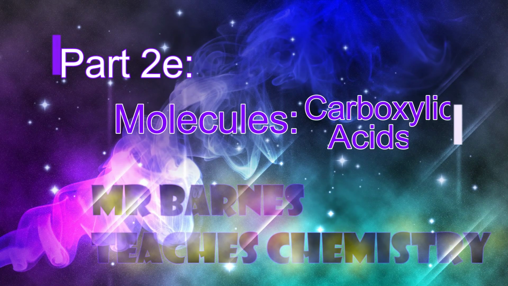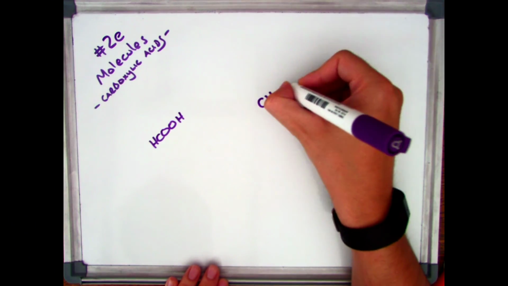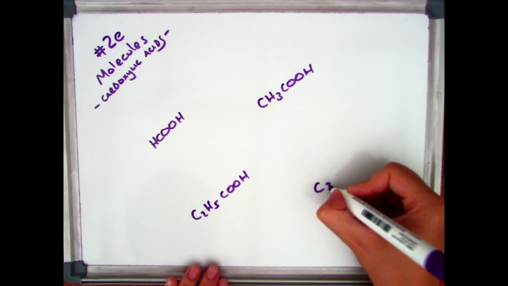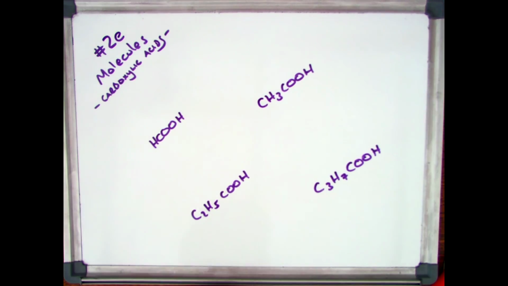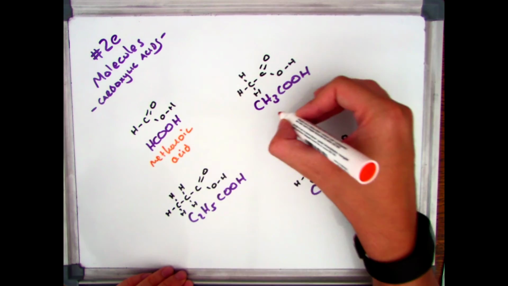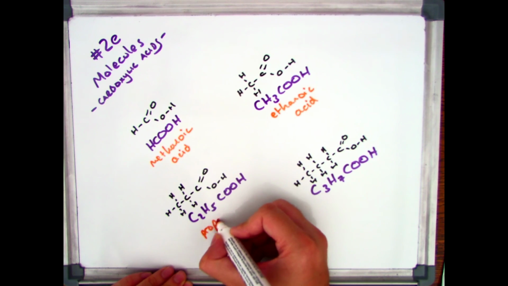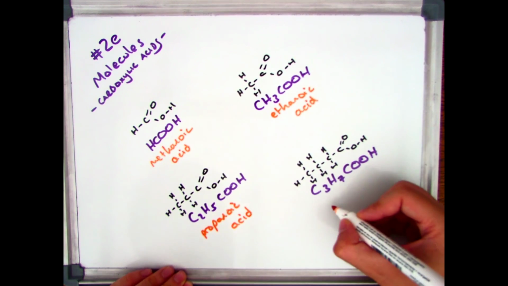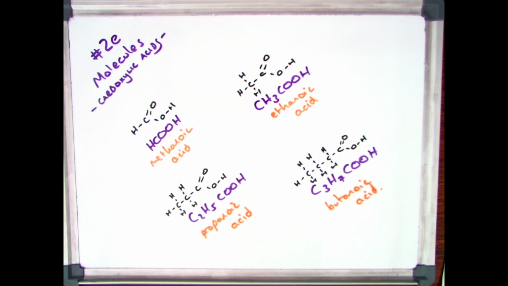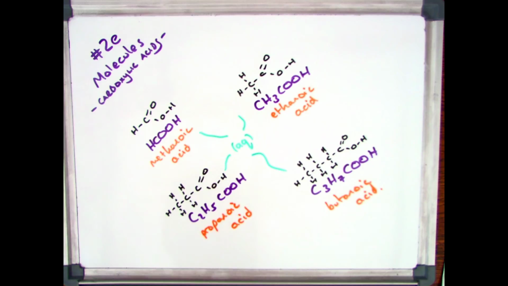There are 4 carboxylic acids you need to know then: HCOOH, CH3COOH, C2H5COOH, and C3H7COOH. HCOOH is called methanoic acid then, CH3COOH is ethanoic acid, C2H5COOH is propanoic acid, and C3H7COOH is butanoic acid. All of these are aqueous in solution.